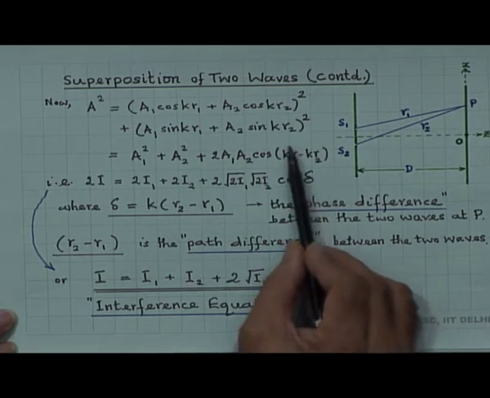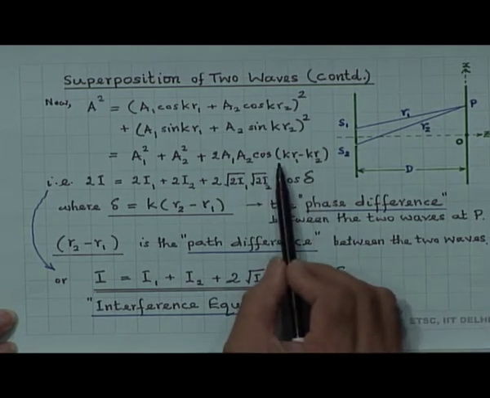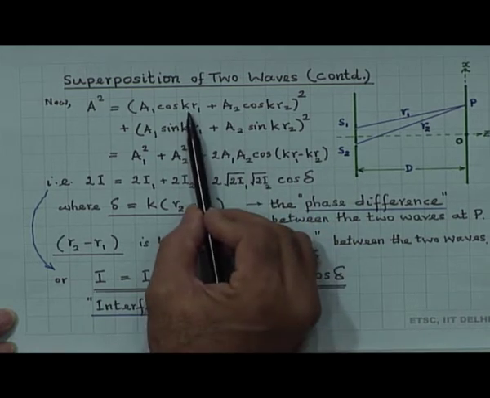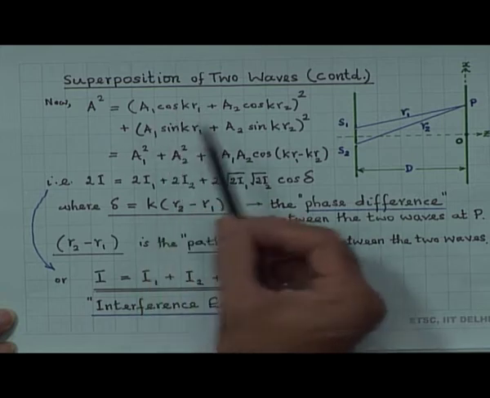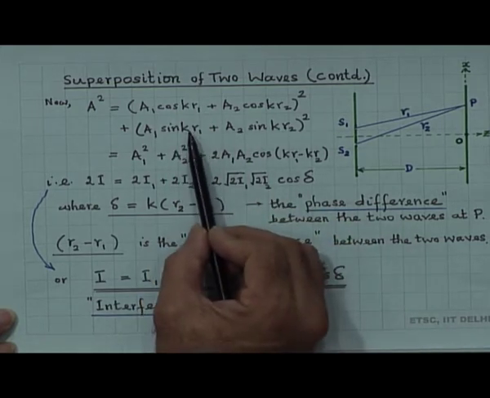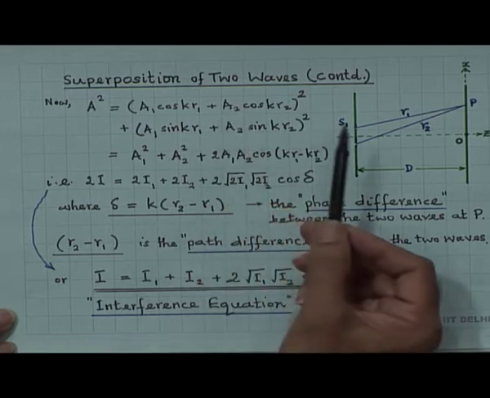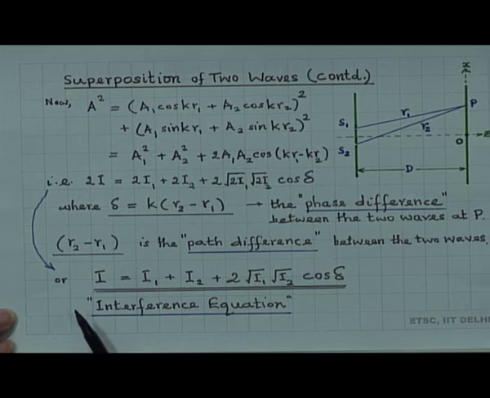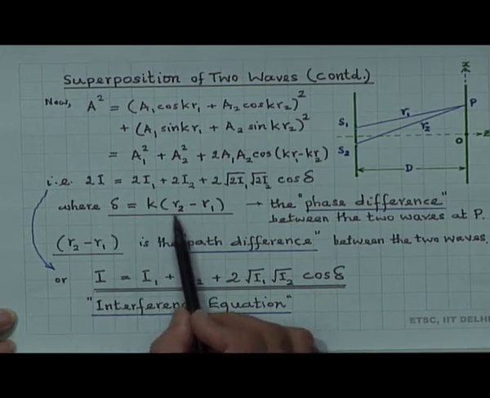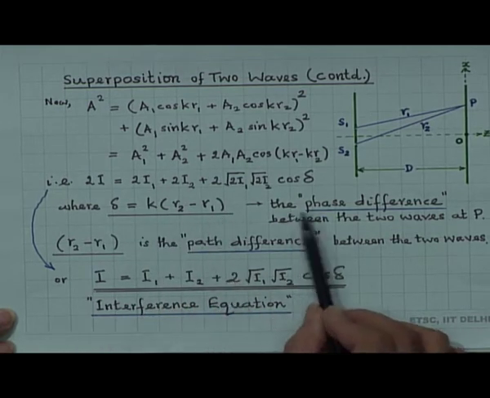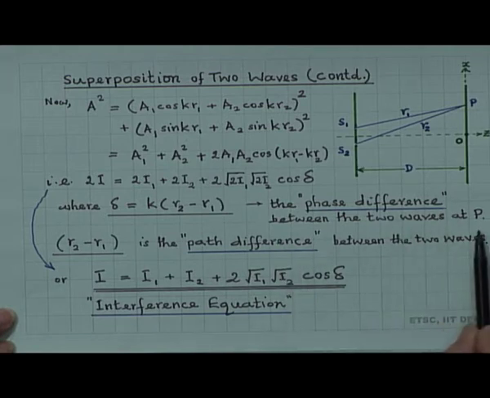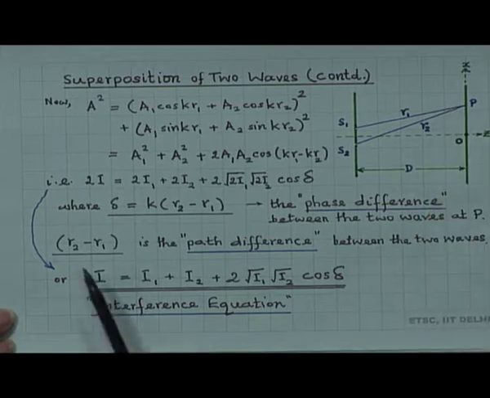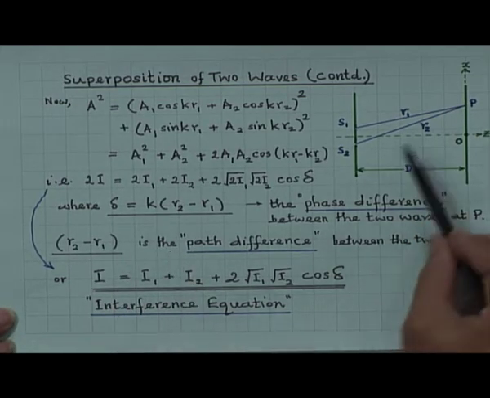This is the phase difference between the two waves, because omega t is common. So, we had one wave with cos of omega t minus k r1 and the other term with cos of omega t minus k r2. Therefore, the phase difference is k r1 minus k r2. Delta is equal to k times (r2 minus r1), the phase difference between the two waves interfering at the point P.